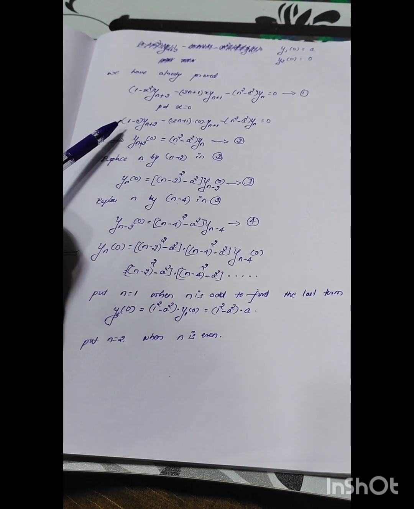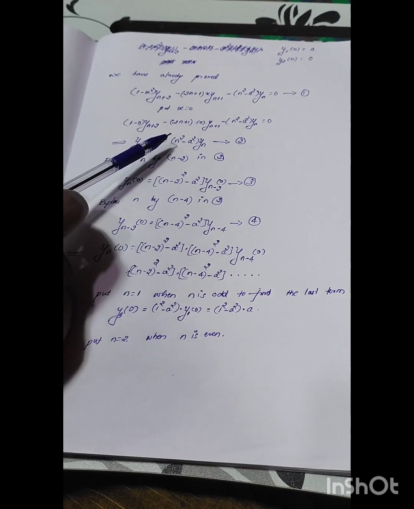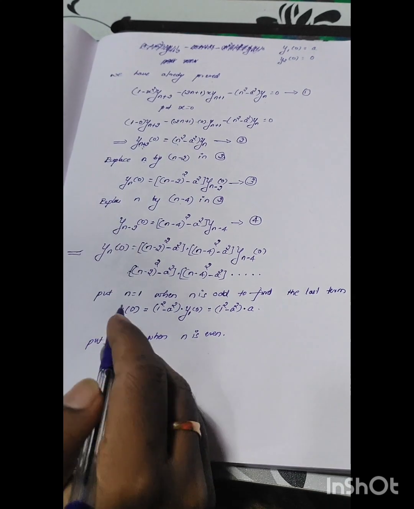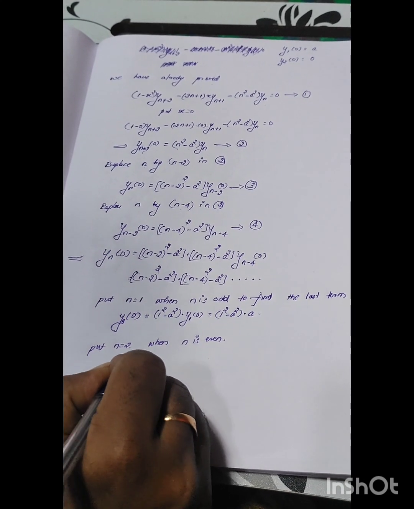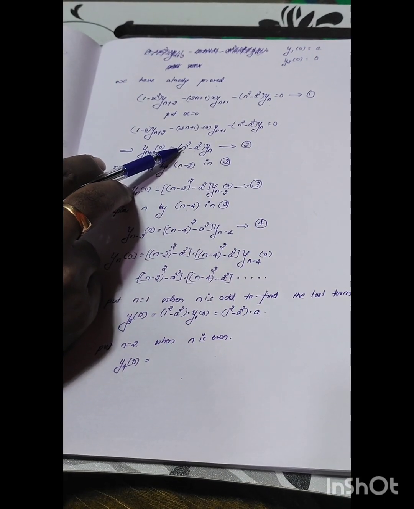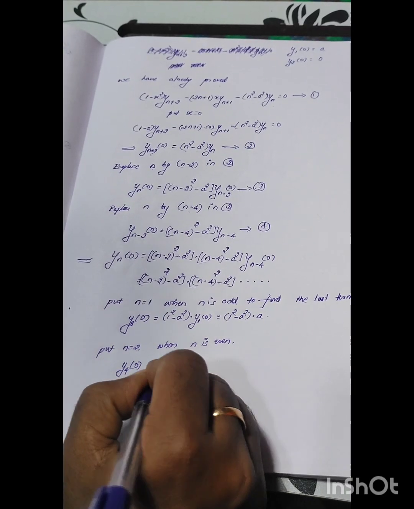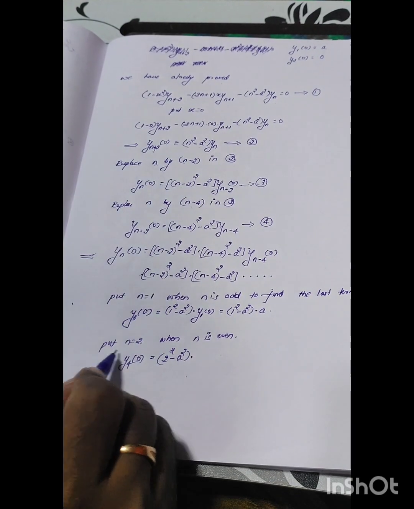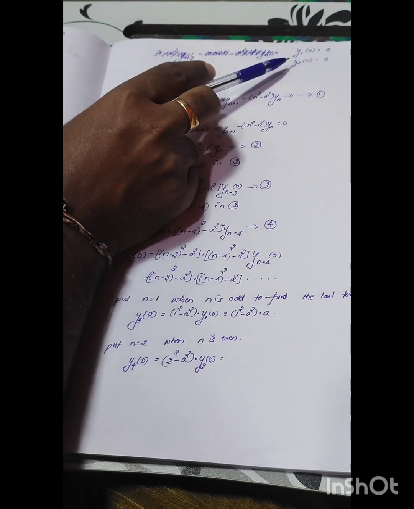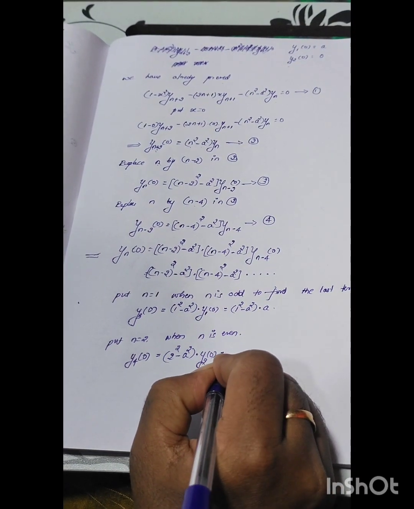So what happens, y2 plus 2, so n is 2, 2 plus 2 will become y4 of 0 will be equal to n square, so 2 square minus a square into y2. Here I am replacing n square with 2 square, minus a square into yn, that is y2 of 0. We deduced that y2 of 0 is 0, so y4 of 0 will become 0.